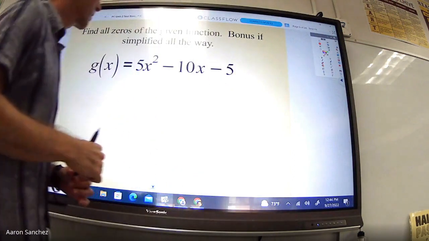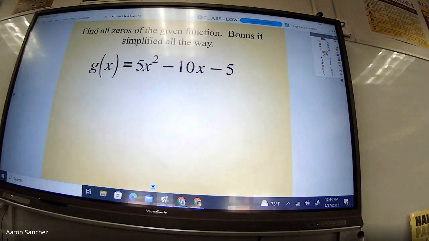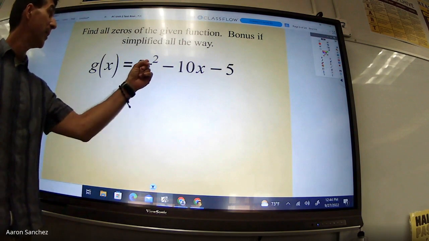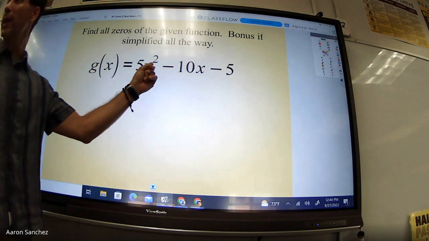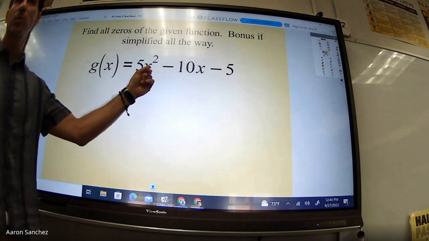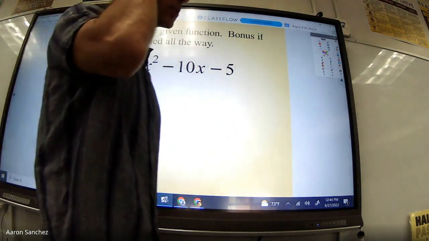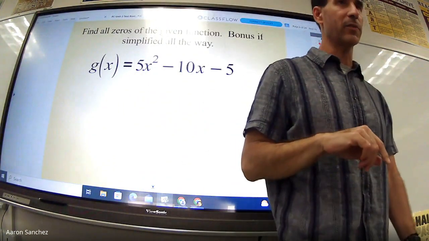Find all the zeros of the given function. Bonus if it's simplified all the way. So this one, you have bonus if it's simplified. This is a quadratic because it's x squared. Okay, talk about in your groups. How am I going to solve it? I'm going to call on one of you. Go. How do I solve this?